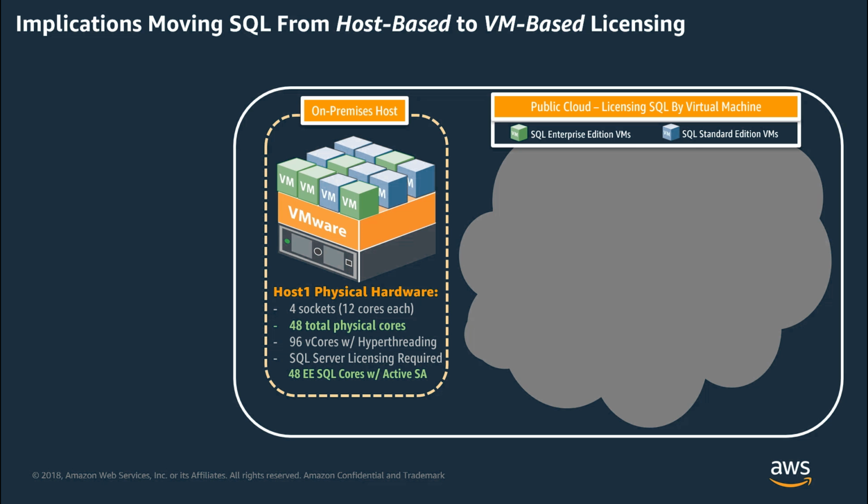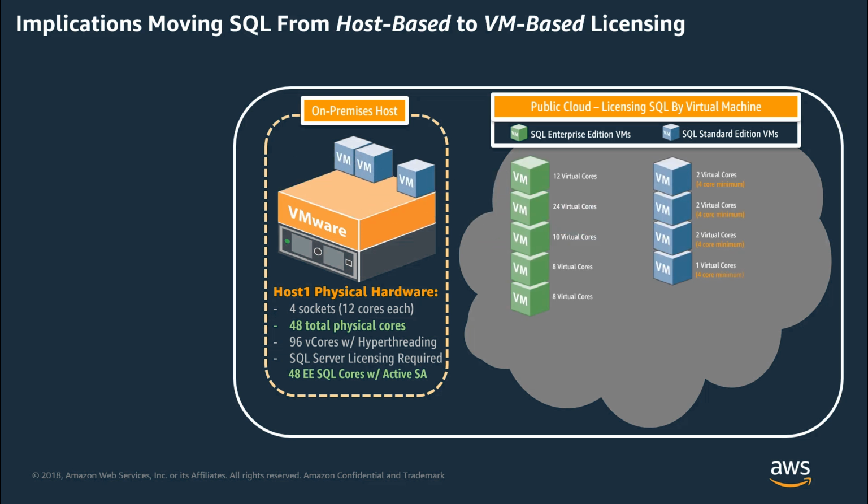So if we take a look at these VMs here, you'll notice that there's green and blue, and this represents Standard Edition versus Enterprise Edition. And a minute ago I mentioned that it really doesn't matter what edition you're running, and that's true when you're licensing by host. But as soon as you move a VM outside of its licensed host, you now have to pay attention to what edition it is and how many threads or virtual cores are allocated to it.